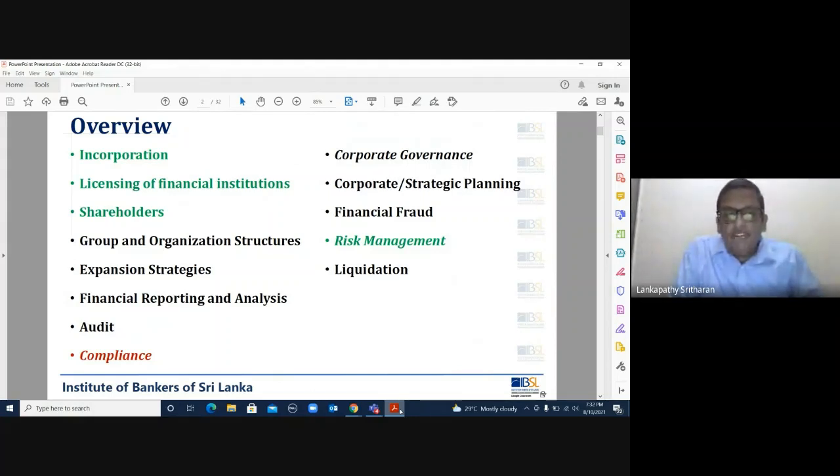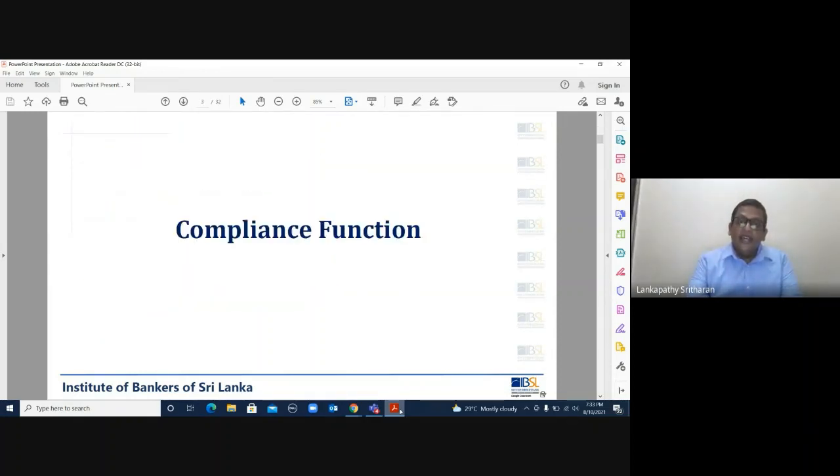Okay. Today we are going to start with a new section called the compliance function of banks and finance institutions. This is also important from an exam point of view, because most of the times, not always, in past papers there are questions related to the compliance function for 20 marks. So if you are thorough with the compliance function, you can earn at least 20 marks in the exam. Having that introduction, I would like to move into the compliance function.